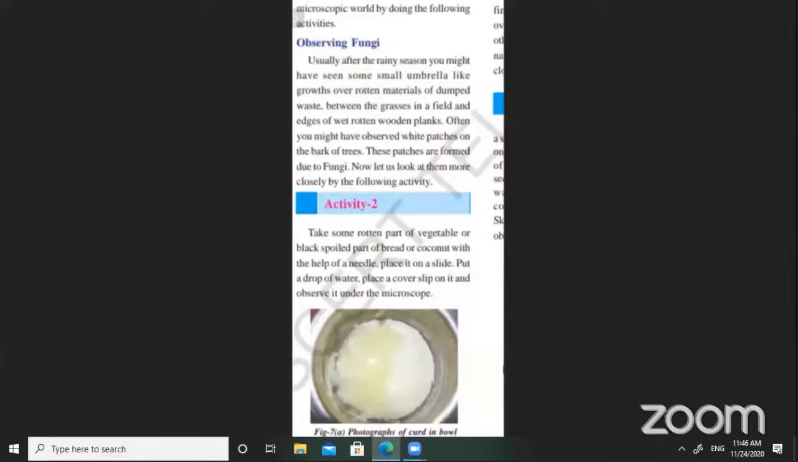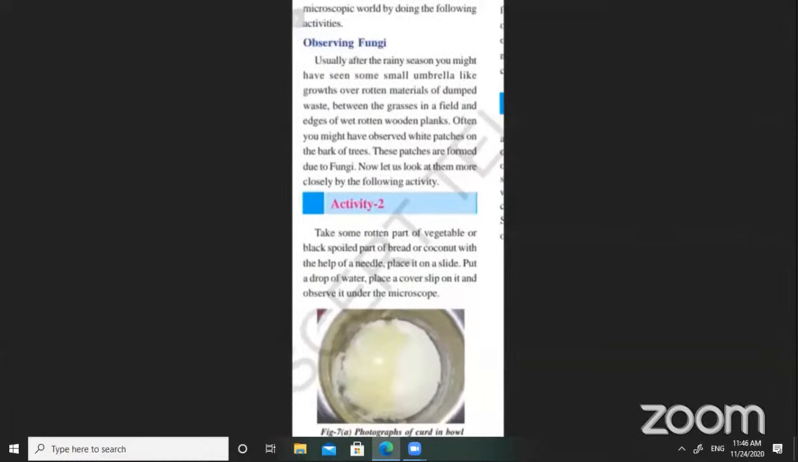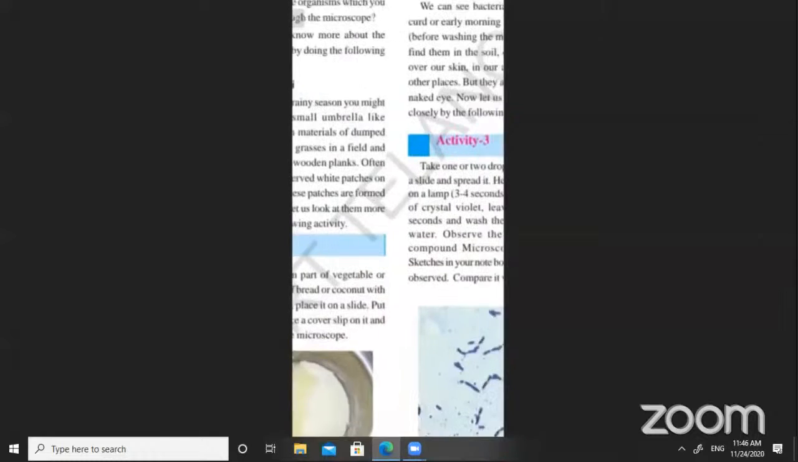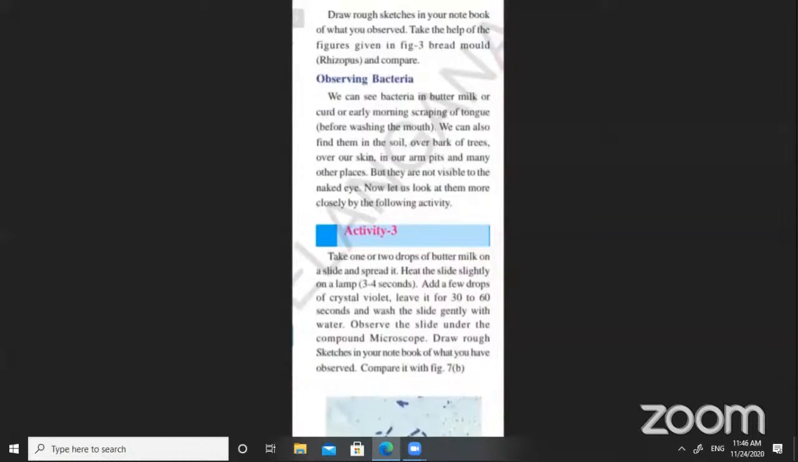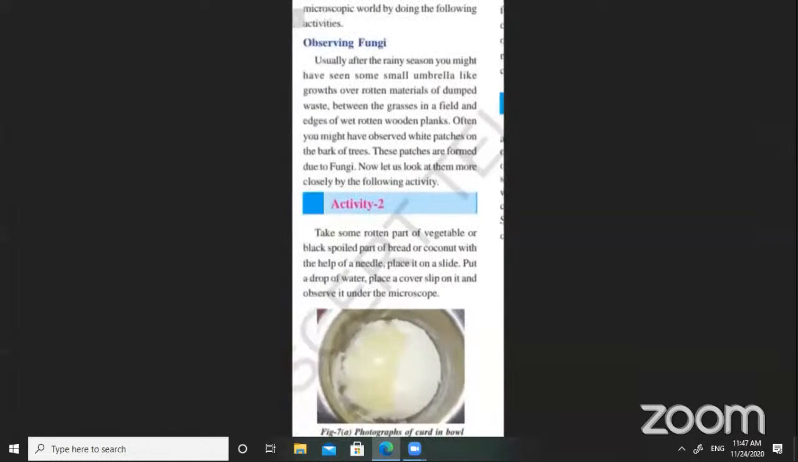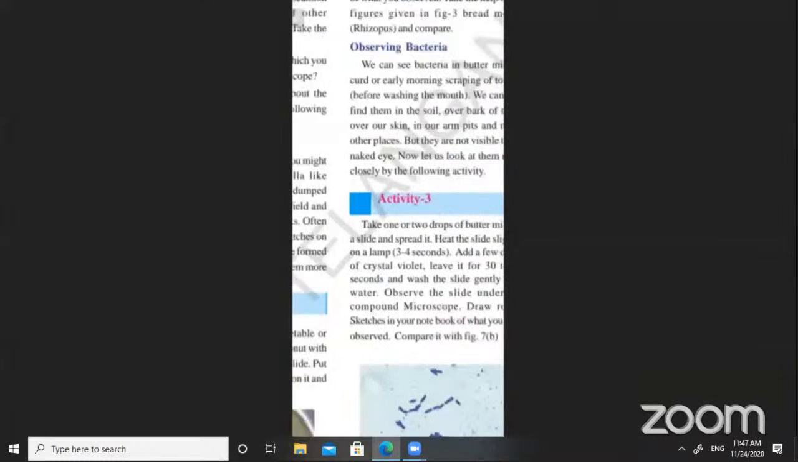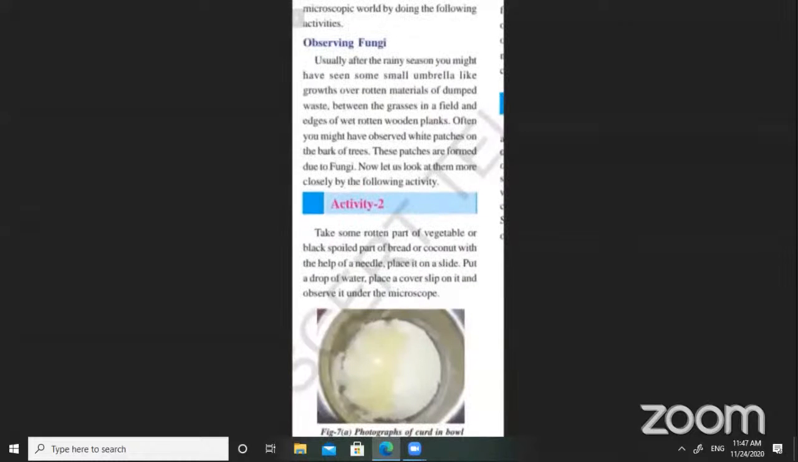Take a small, some rotten part of a vegetable or black spoiled part of bread or coconut with the help of a needle. Place it on a slide, put a drop of water, place a cover slip on it gently and observe it under the microscope. And draw a rough sketch diagram in your notebook of what you have observed. Take the help of the figure given in figure number 3, that bread mold rhizopus we have shown now. Just compare it with your observation diagram. Now observing bacteria, this photograph of curd in bowl is helpful for that activity, for observing bacteria.